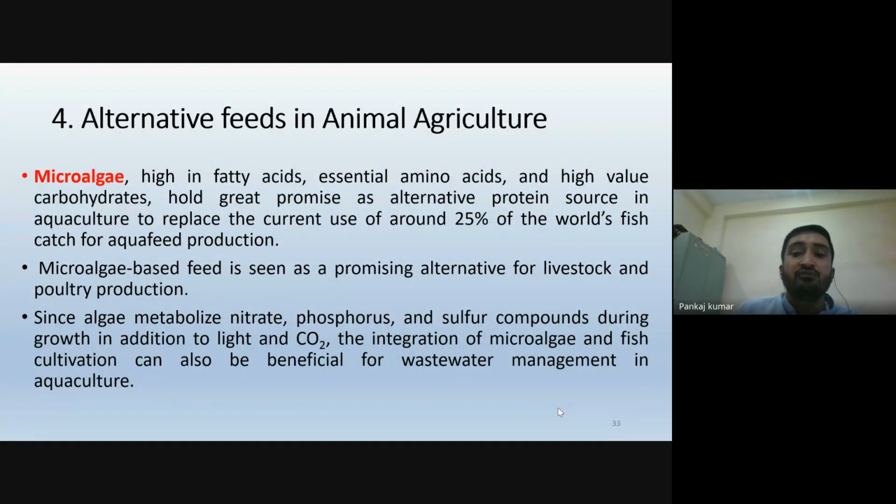Now, the alternate feeds in animal agriculture: microalgae, which is high in fatty acids, essential amino acids, and high value carbohydrates, holds promise as an alternate protein source in aquaculture to replace the current use of around 20% of the world's fish catch for aquafeed production. So fish catch is one of the issues that aquaculture is facing, because the aquatic ecosystem is facing a very great issue in front of us.